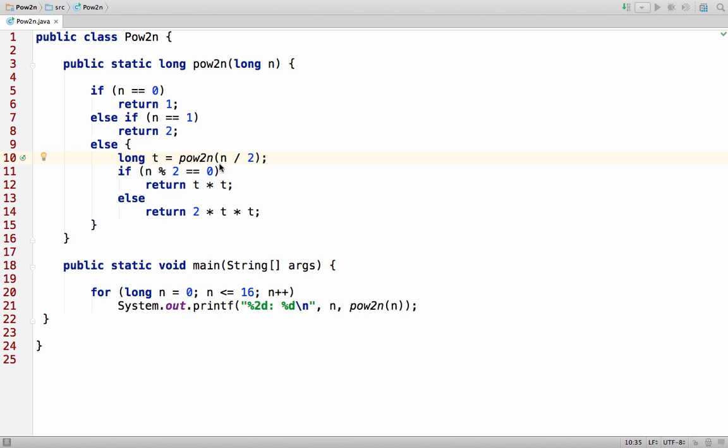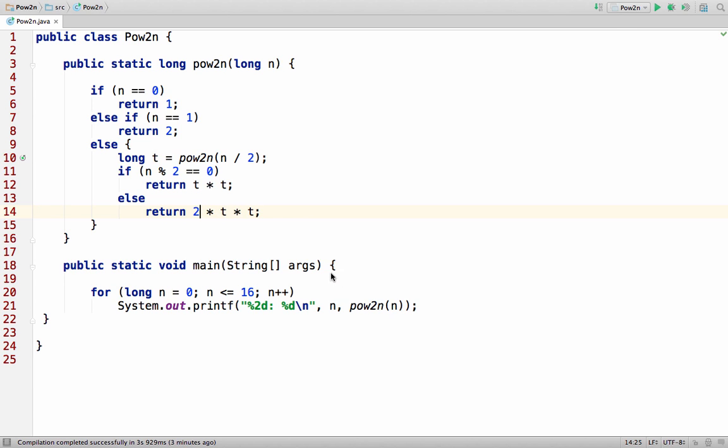Here we're computing recursively power of 2 to the power of n divided by 2. And then we are differentiating between the case that n is even, in which case we will just multiply this number by itself, and the case that n is odd, in which case we will multiply that same number, t times t, by 2.